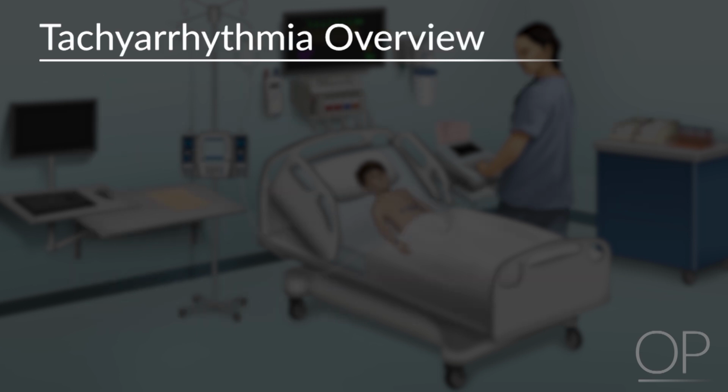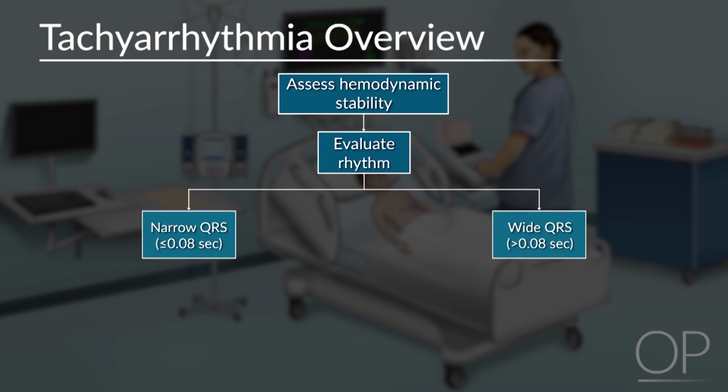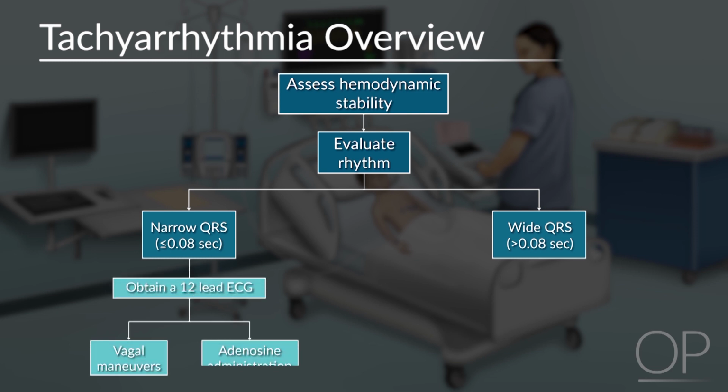When dealing with potential tachyarrhythmias, always assess for hemodynamic stability first. Determine if the rhythm is narrow or wide complex, or irregular or regular. If it's narrow complex, consider ECG and vagal maneuvers or adenosine administration for diagnosis or treatment.